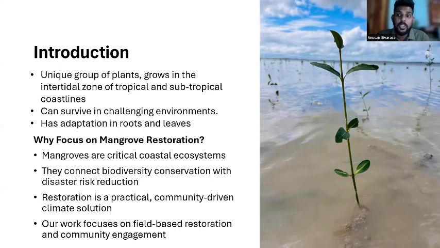In Sri Lanka, coastal communities mostly face climate change impacts such as sea level rise, coastal flooding, and cyclonic events. For these kinds of environmental and disaster events, mangroves can serve as a nature-based solution. Unlike engineered structures, these can serve as a cost-effective and natural solution for mitigating climate impact. When we consider why to focus on mangrove restoration, as I mentioned, mangroves are a critical coastal ecosystem.